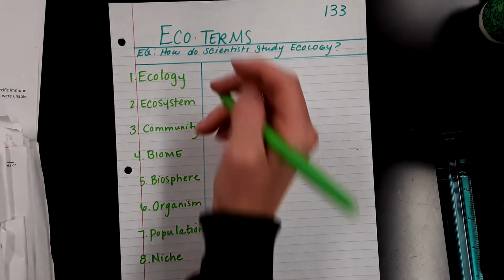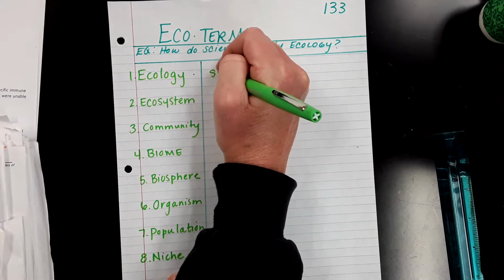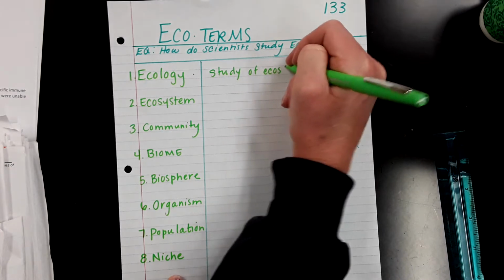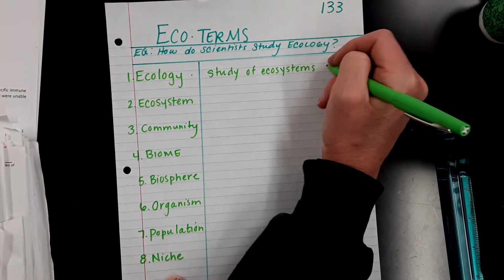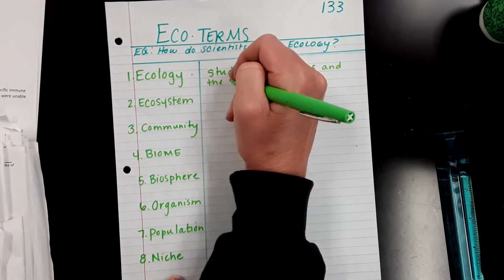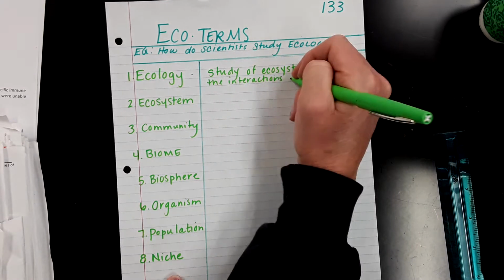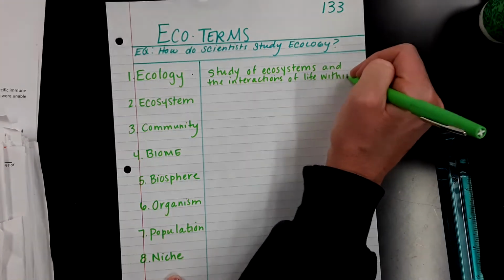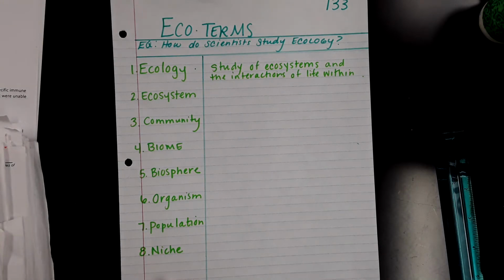So, when we're studying ecology, we are studying ecosystems. Ecology is the study of ecosystems and the interactions of the life within the ecosystem. And this includes both the living things and the non-living things. So it's studying an ecosystem.